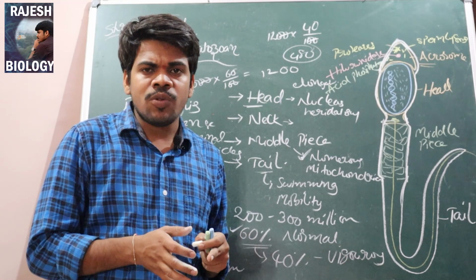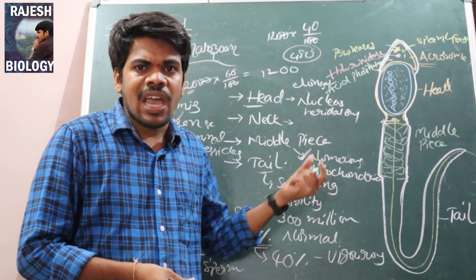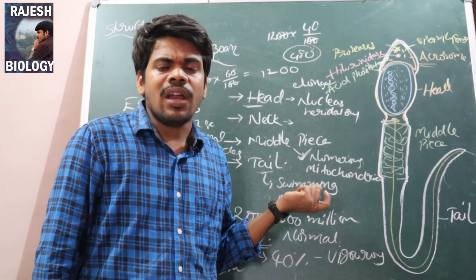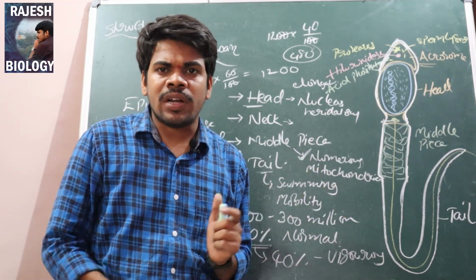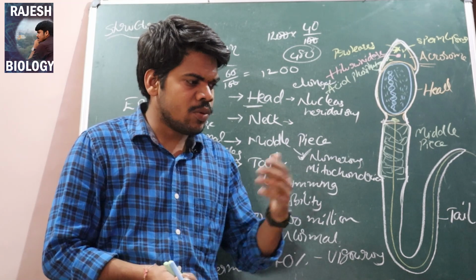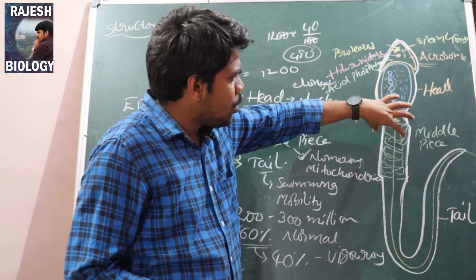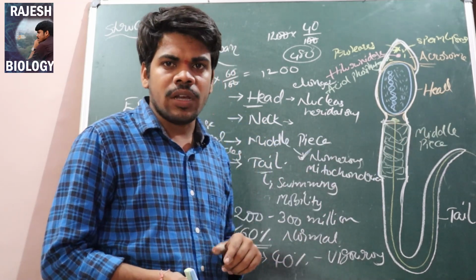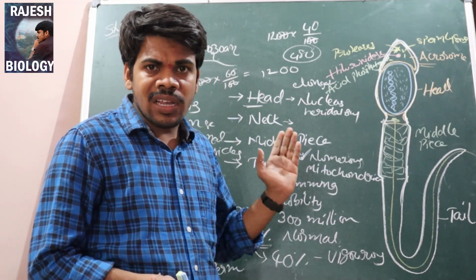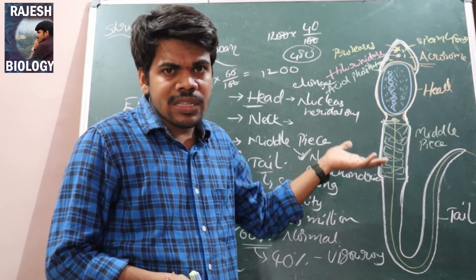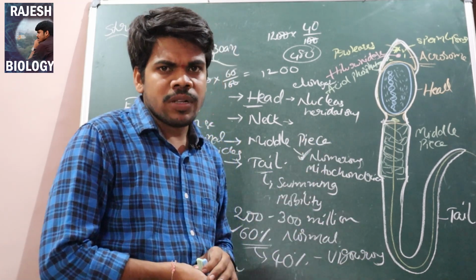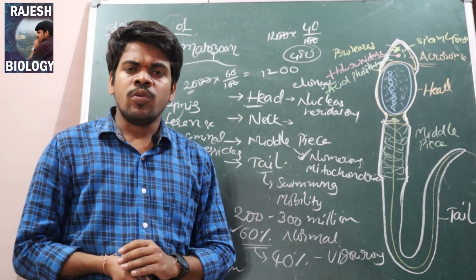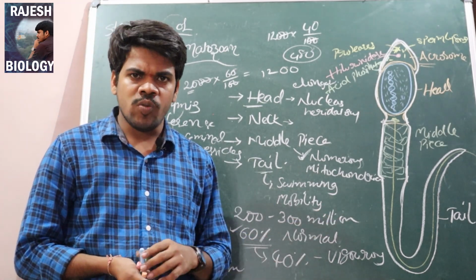We will discuss the changes which happen to the sperm cell within the female reproductive tract when we discuss fertilization. At that time I'll let you know those changes. Until it reaches the female reproductive tract, this is the structure of the sperm cell. In the next class we will discuss oogenesis and the structure of the ovum also.